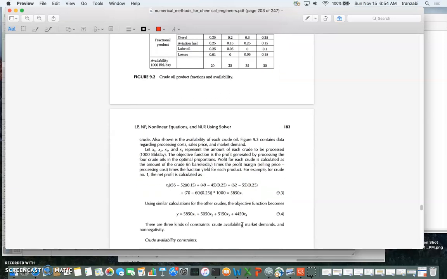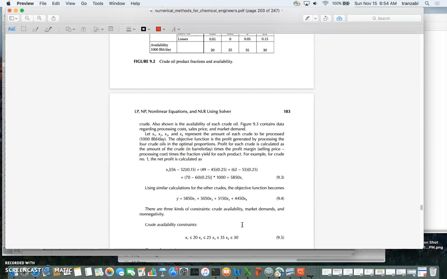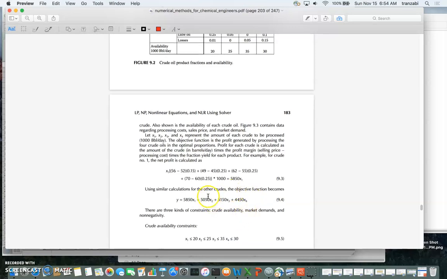You do the same thing for other products. And if you do this for product 2, then you get 5,050 of x2. For product 3, you get this much, and for product 4, you get this much. You add them up, this is the total benefit. This is the total gain, net gain, right? You want to maximize y. I think it is clear that we want to maximize y, because we want to maximize the benefit. Subject to, now let's think about constraints.